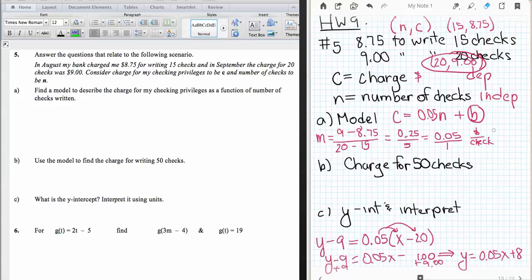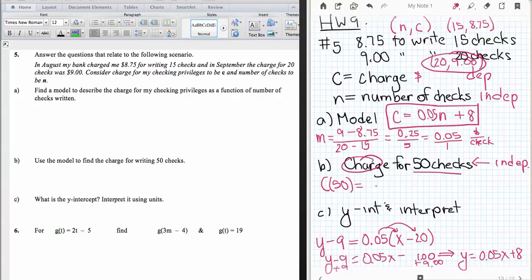And then the b, I'm going to erase out the b here, and I'm going to put the b in as the 8 that I just calculated. And so now I have my model, and it's written correctly. Now it says that we need to use the model to find the charge for writing 50 checks. Okay, 50 checks is an independent value, and it's finding the charge for that independent value. So this is finding C with 50, right?